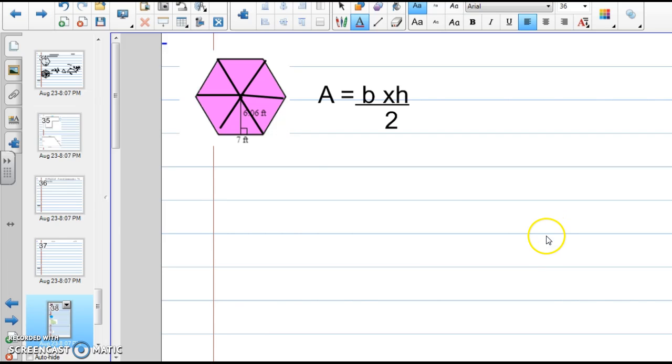Now that you have drawn those lines, we're going to look at the area of just one of the triangles, this one on the bottom. And remember, the formula for the area of a triangle is base times height divided by 2. You divide it by 2 because a triangle is half of a parallelogram, so write that down now.